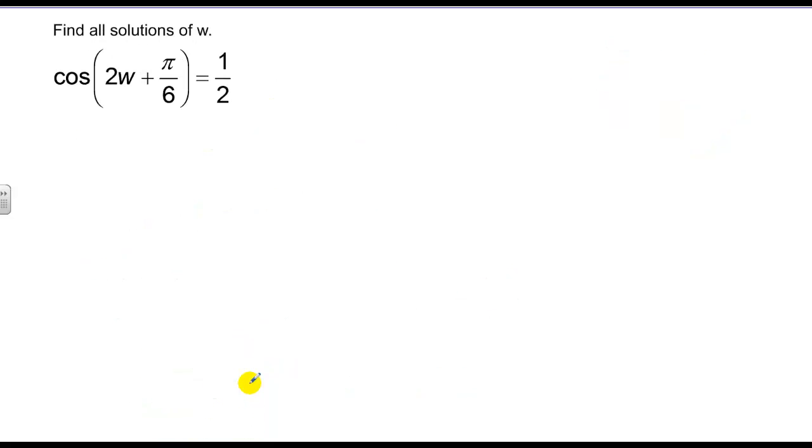This next problem's a lot trickier. Here's what we'll do. We'll find all the solutions once again. You'll notice, though, that I have the cosine of this giant quantity is equal to 1/2. Well, I'm going to have to get rid of the cosine to isolate the w. So in order to do that, I have 2w plus pi over 6 is equal to the inverse cosine of 1/2.